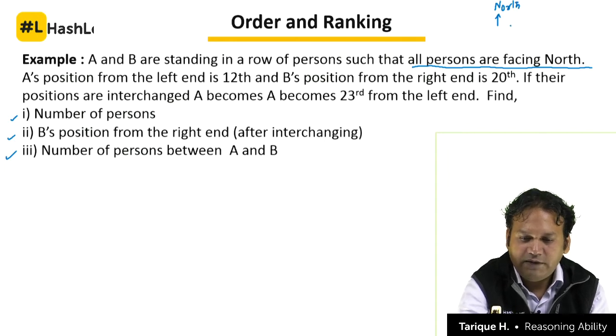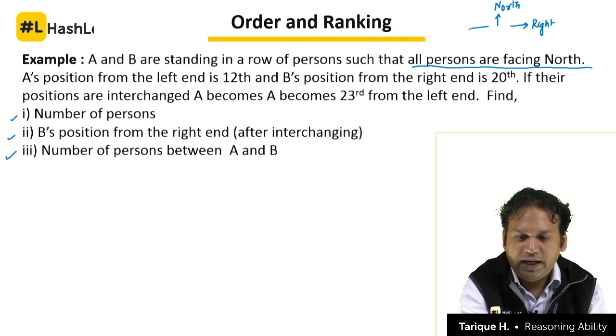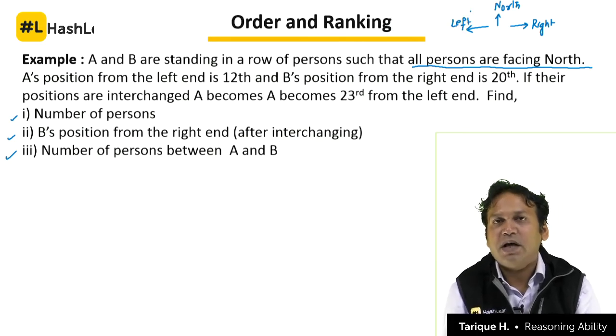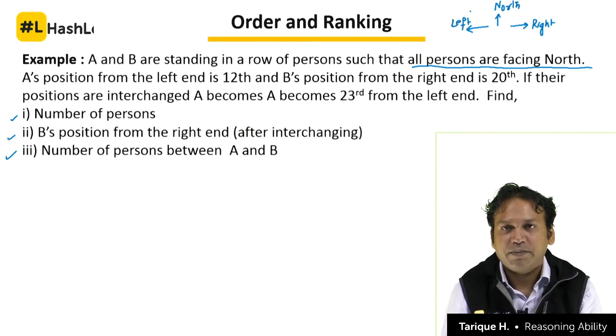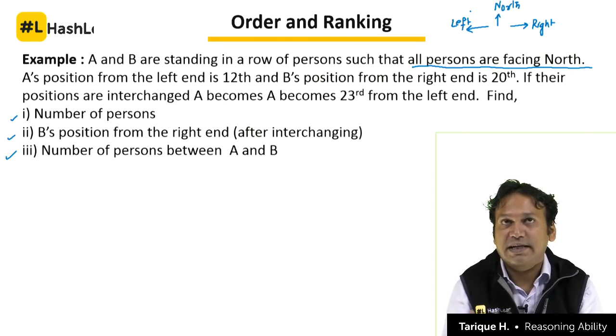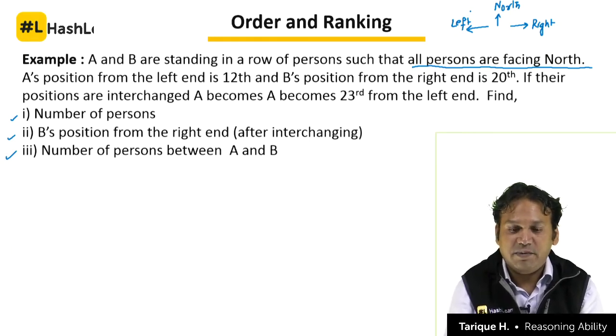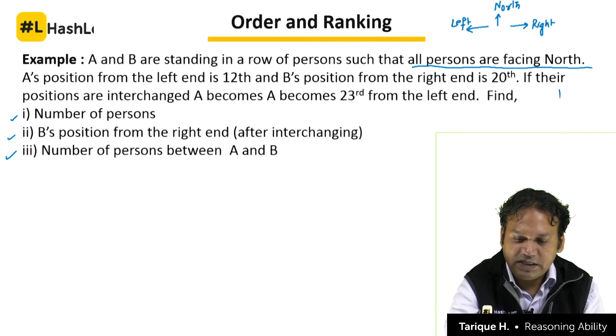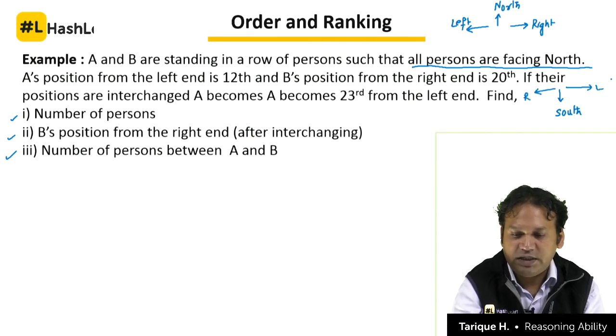then right will be towards our right, or right will be towards east, you can say, and left will be towards west, or left will be towards our left and right will be towards our right. If a person is facing north, then right will be towards east and left will be towards west. If a person is facing south, then it reverses. Right goes towards west and left goes towards east.